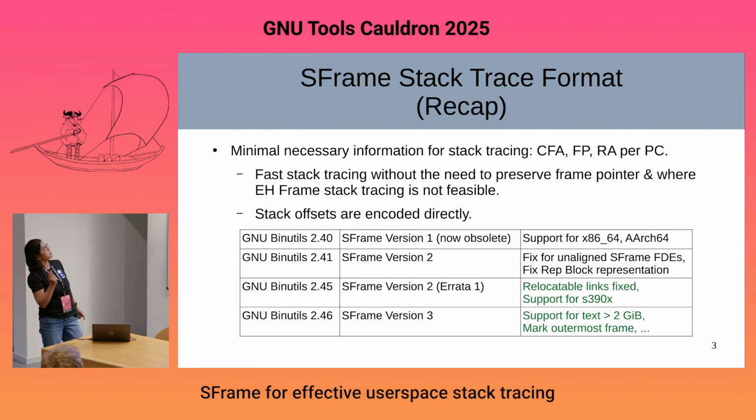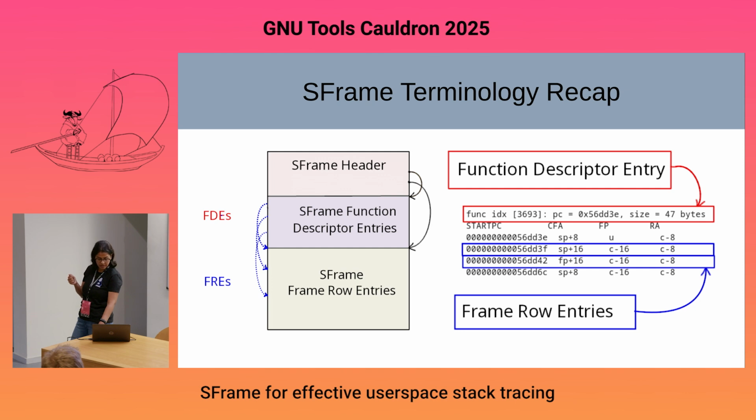We'll talk about all of those. I'm not sure if you see the color, oh, you do. Whenever it's green, I'm going to talk in detail about those aspects. Since the beginning, SFrame has had support for two architectures, two ABIs: x86-64 and AArch64. And in 2.45, as Jens was talking about in the previous talk, we added support for S390X in SFrame version 2, errata 1.